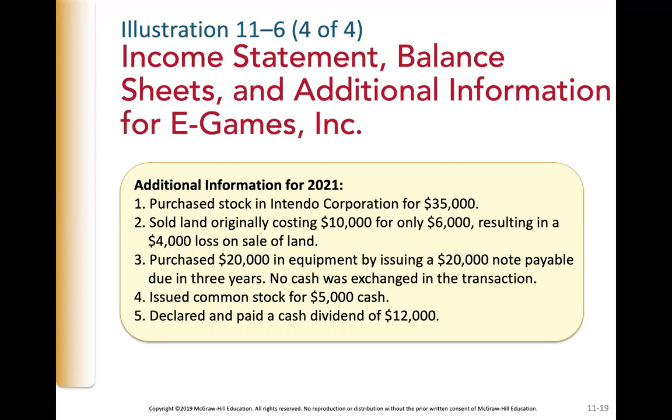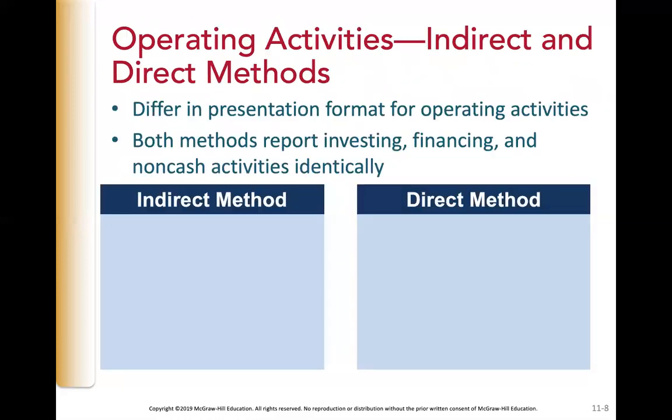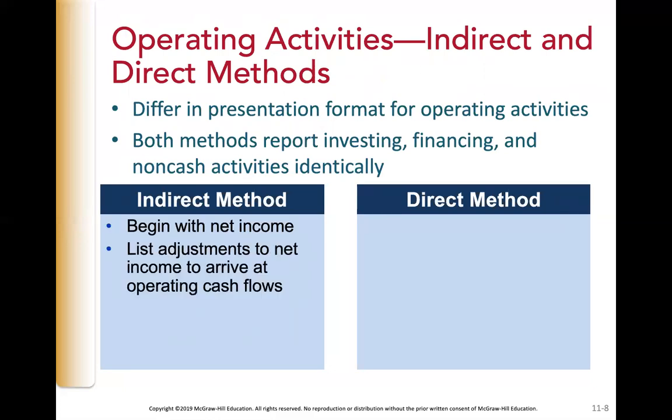Remember, the purpose of the statement of cash flows is to report the activities that cause change in the cash balances reported in the balance sheet from period to period. So the operating activities section is the first section of the statement of cash flows, and there are two different methods that you can use to prepare that section. If you use the indirect method, we begin with net income and list adjustments to net income to arrive at operating cash flows. The indirect method is the most popular method because it is easier and less costly to prepare.